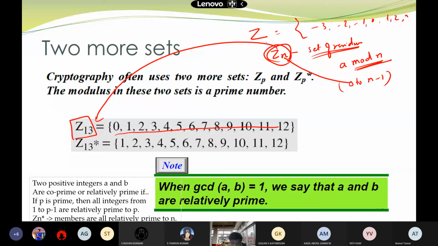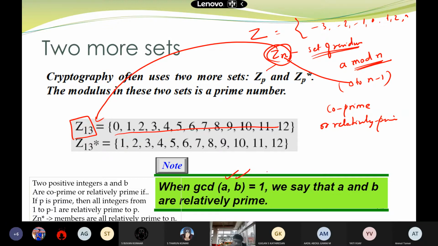But we are going to go further. We're not just going to use the set of residues, but I'm going to now focus on choosing integers in such a way that they are going to be co-prime to each other. Co-prime or relatively prime, these two words can be used synonymously. So we say two positive integers a and b are relatively prime to each other, which means the greatest common divisor of them, when they both are co-prime to each other, is going to be 1, right?